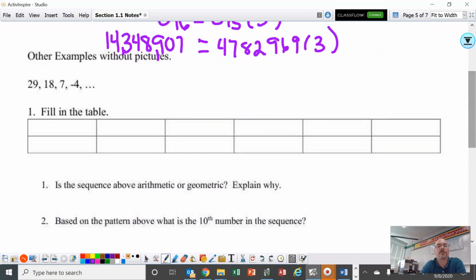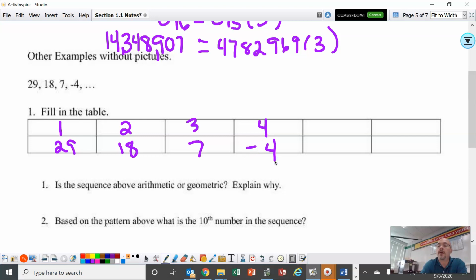Next one. Here, notice there's nothing in the table. Oh no, what shall we do? Oh no, hold on here. My mistake. Let's just do this. The first number is 29. Let's not worry about that other stuff for the moment. We'll do that later. The second number is 18. The third number is 7. The fourth number is -4.